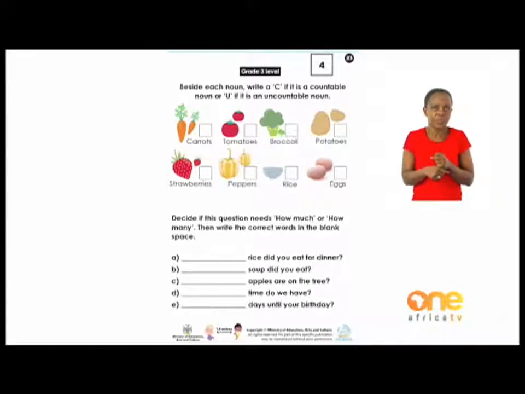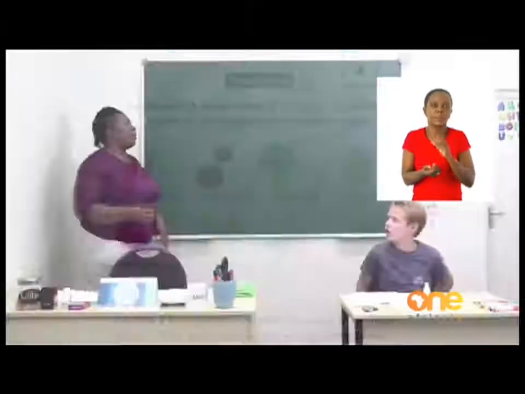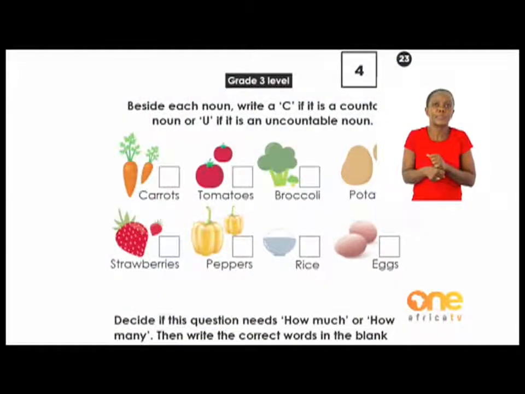I have some pictures there. The first picture has got carrots. Is it a countable noun or uncountable noun? Yes, very good. It is an uncountable noun. So we are going to write a C besides the word carrots. You're going to write your C in the box like that. And then let's look for another noun that is there, tomatoes. Are they countable or uncountable nouns?